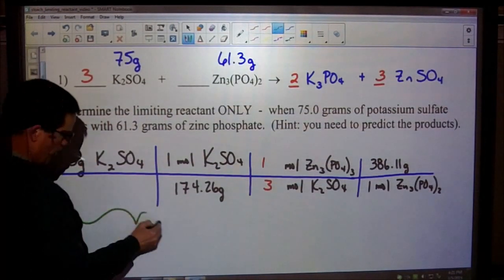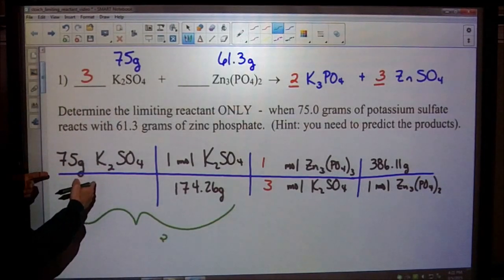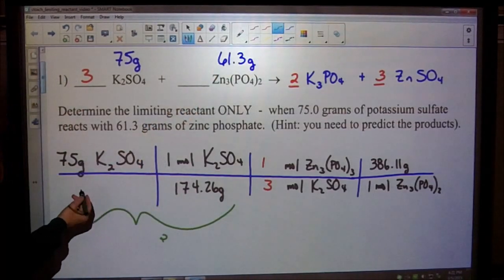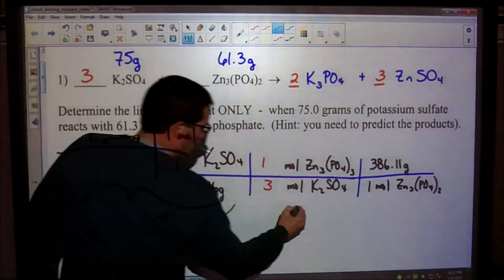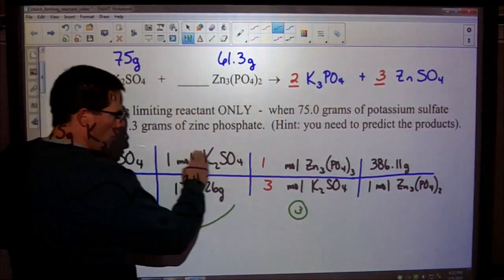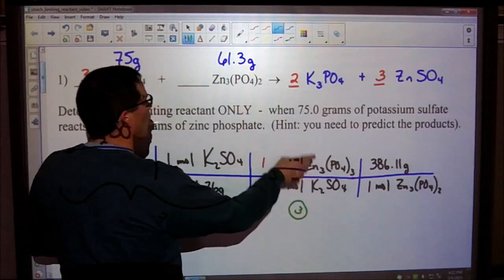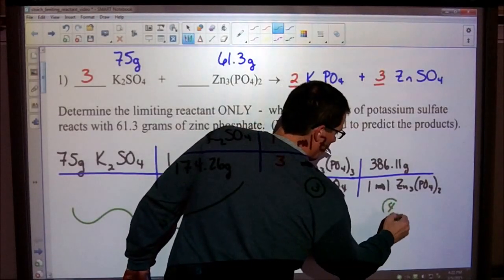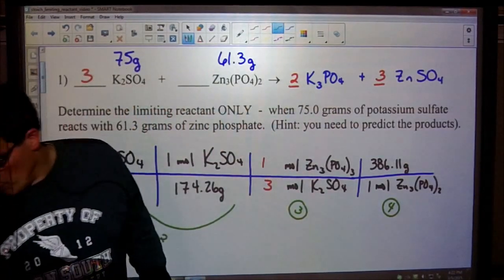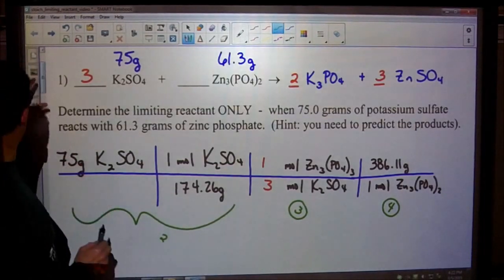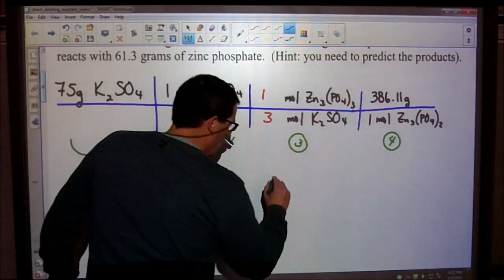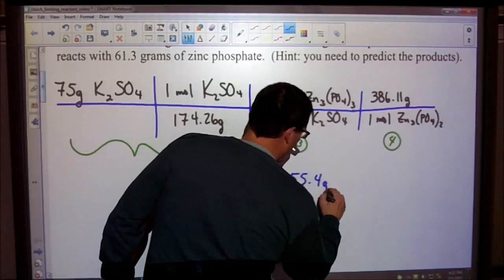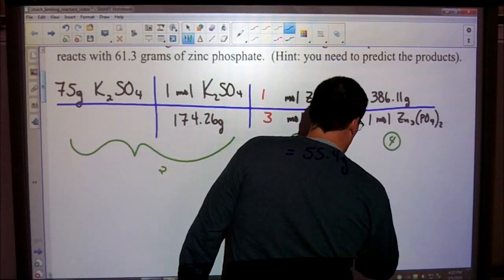Step 2, I've taken the grams of what I started with, and again, I easily could have started with the other one, but I started with the potassium sulfate and converted it into moles. Then step 3, I'm using the mole ratio, so I get rid of moles of potassium sulfate because I'm looking for moles of my zinc phosphate, so I can convert that into grams. And then step 4 is right there. So let me get a value here. 55.4. Okay, when I do all this calculation, I get 55.4 grams, and again, that is of zinc phosphate.